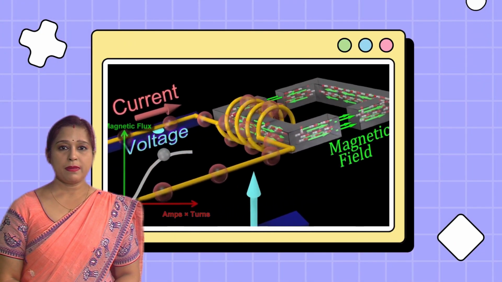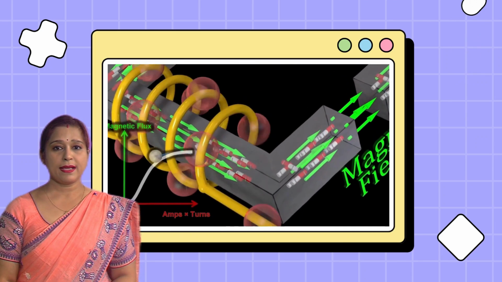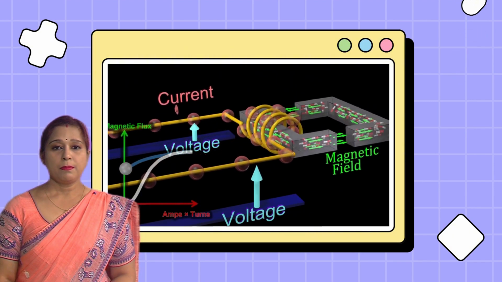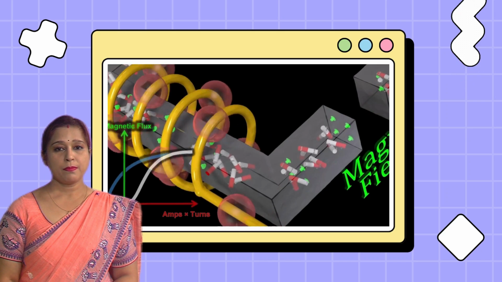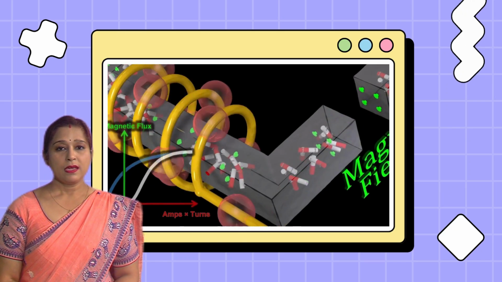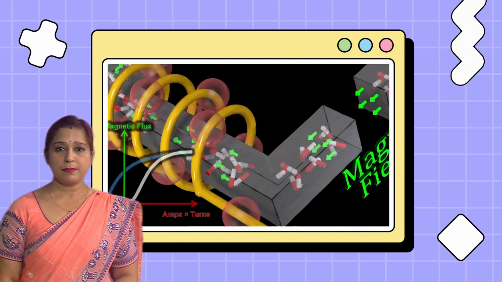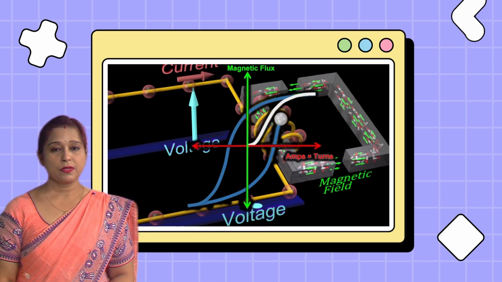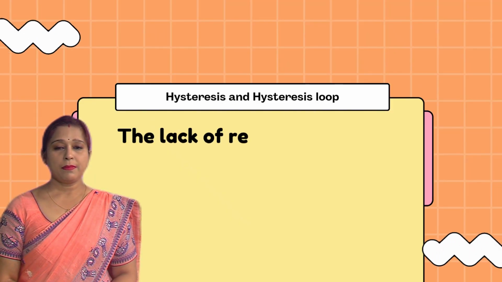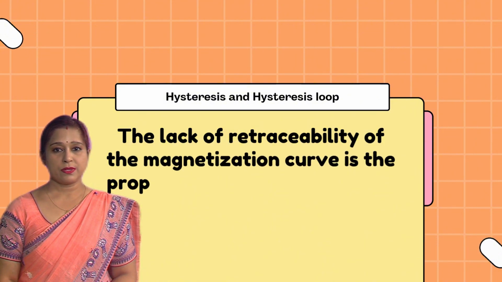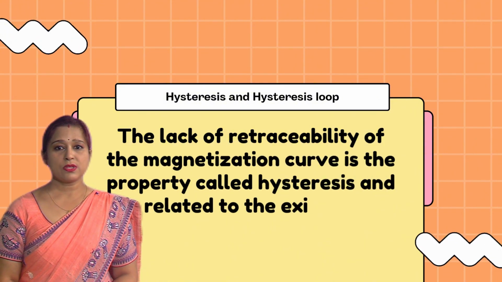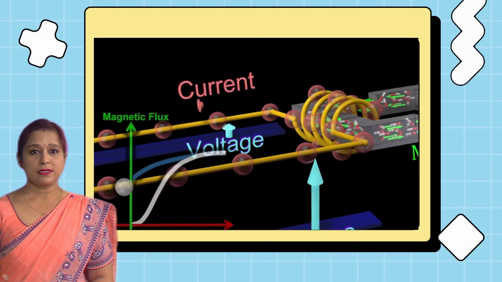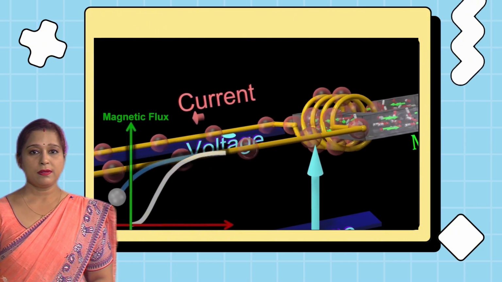When a ferromagnetic material is magnetized in one direction, it will not relax back to zero magnetization when the imposed magnetizing field is removed. Magnetization must be driven back to zero by a field in the opposite direction. If an alternating magnetic field is applied to the material, its magnetization will trace out a loop called a hysteresis loop. The lack of retraceability of the magnetization curve is the property called hysteresis, and it is related to the existence of magnetic domains in the materials. Once the magnetic domains are reoriented, it takes some energy to turn them back again.